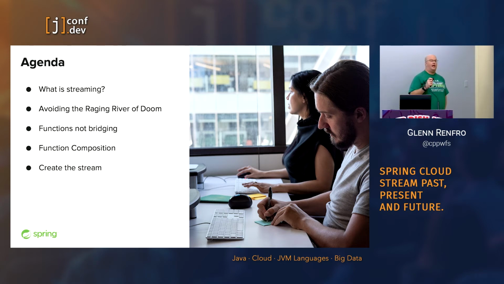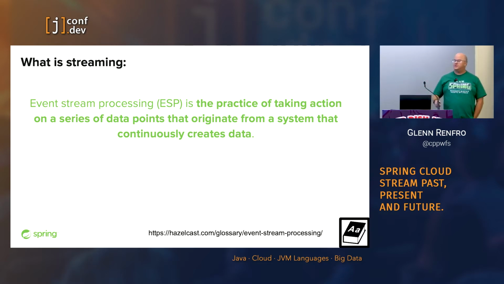All right, here we go. I'm going to cheat on this slide. I'm going to talk about what is streaming. I am stealing a definition here, but I will go ahead and read it out to you. Event stream processing, ESP, is a practice of taking action on a series of data points that originate from a system that continuously creates data. What does that even mean?